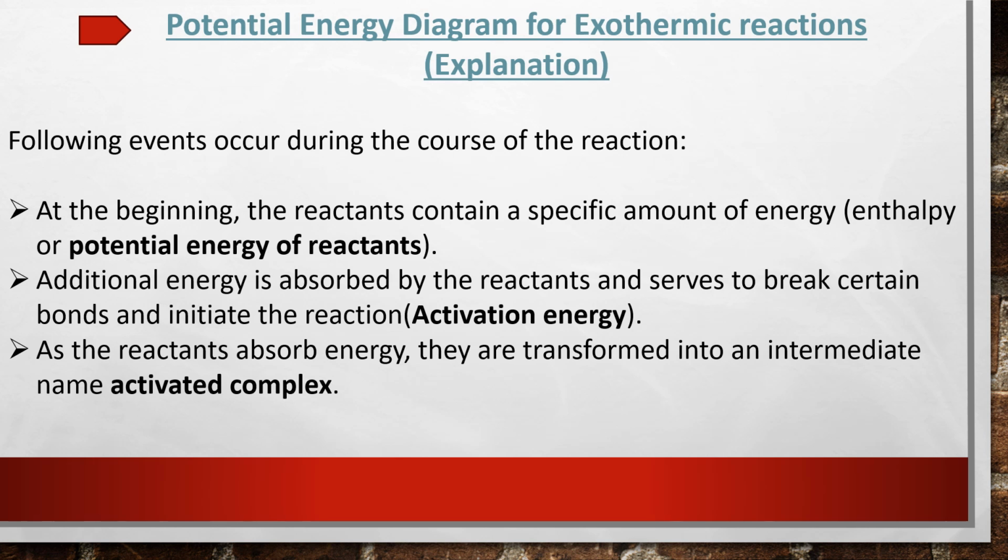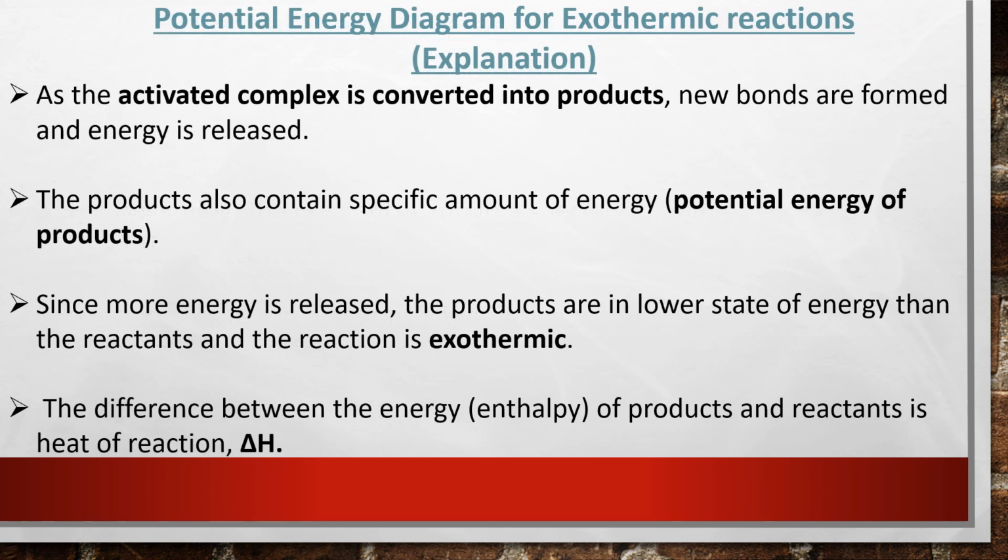At the beginning, the reactants contain a specific amount of energy, which is called enthalpy or potential energy of reactants. Additional energy is absorbed by the reactants and serves to break certain bonds and initiate the reaction, which is called activation energy. As the reactants absorb energy, they are transformed into an intermediate named activated complex. As the activated complex is converted into products, new bonds are formed and energy is released. The products also contain a specific amount of energy, which we call potential energy of products.